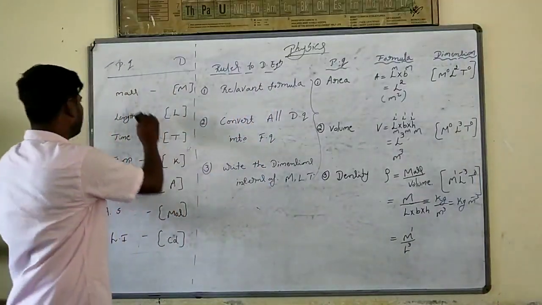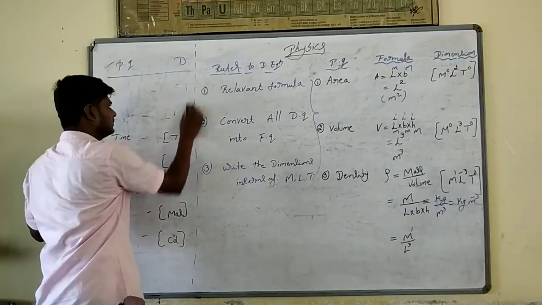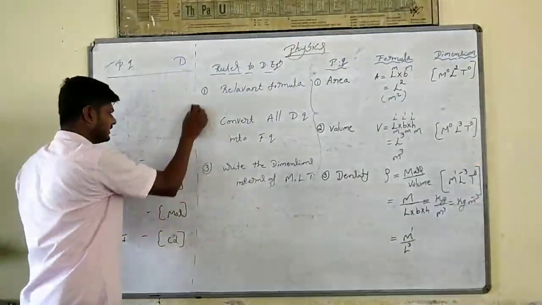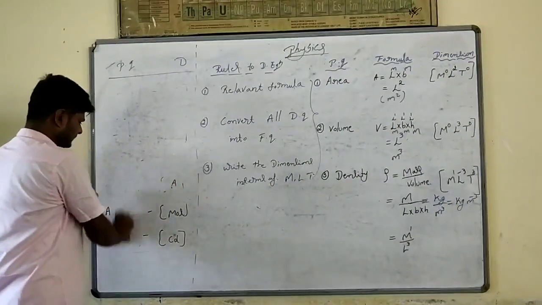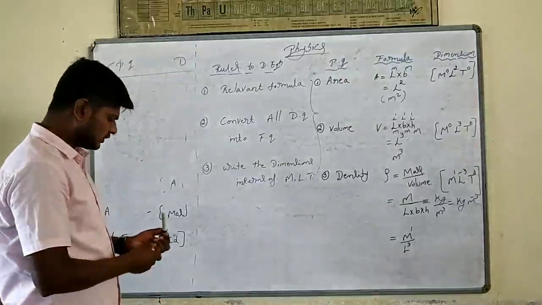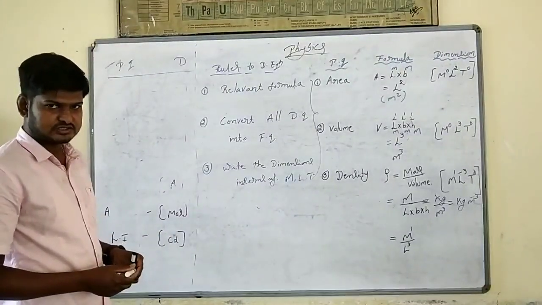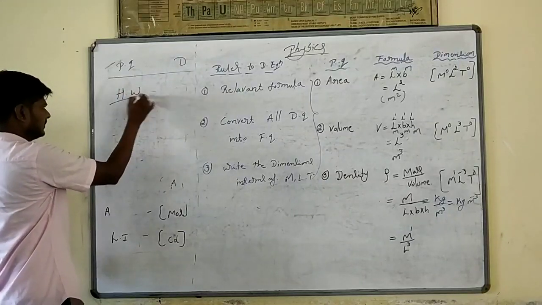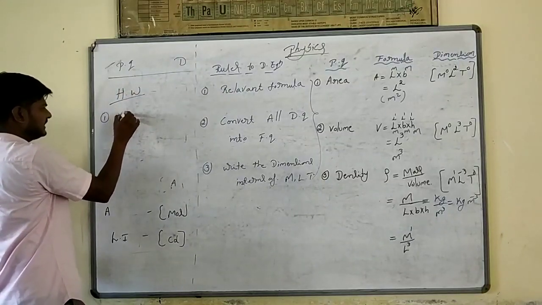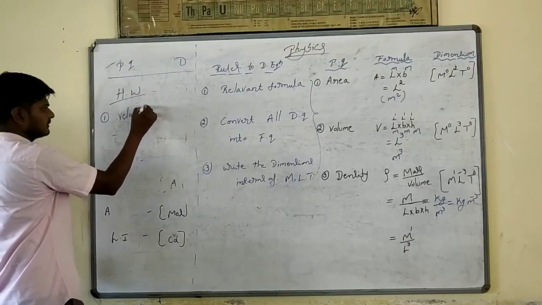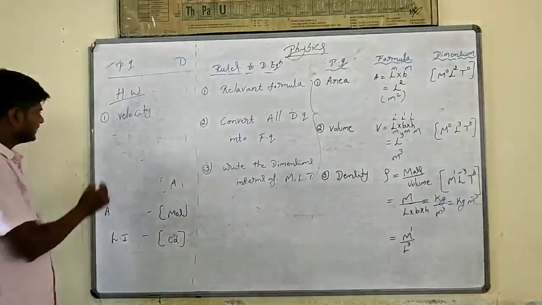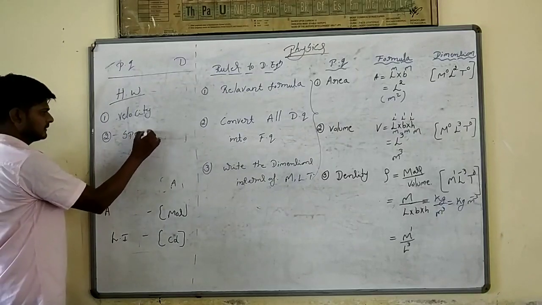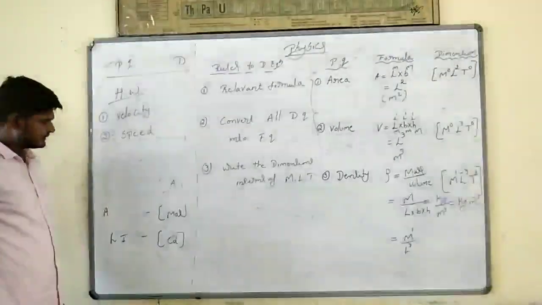Now I will give 2 homework. Next class we can discuss the remaining quantities. You can work out how to write the dimensions. First one you can take velocity. Second one you can take speed.